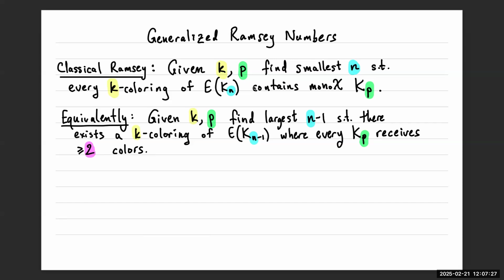Okay, so let me rephrase this. I phrased it as finding the smallest n such that something happens, but if that's a minimization problem, I could look at it from this direction and say, find the largest n minus 1 such that there exists a K coloring of the edges of Kn minus 1 where every K sub P receives at least 2 colors.